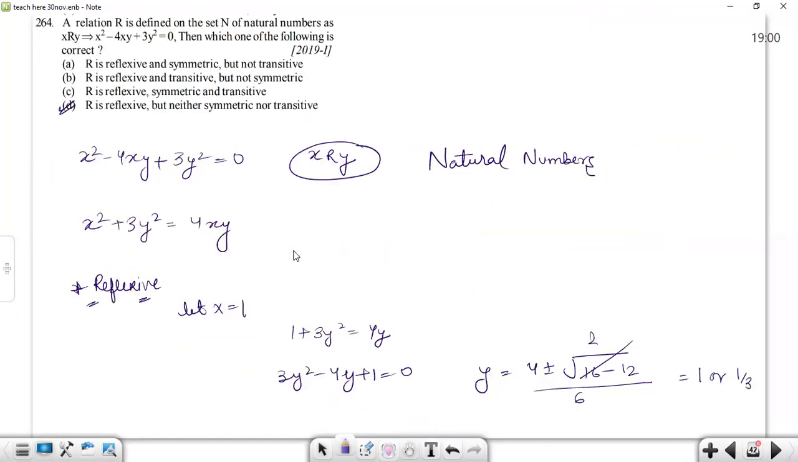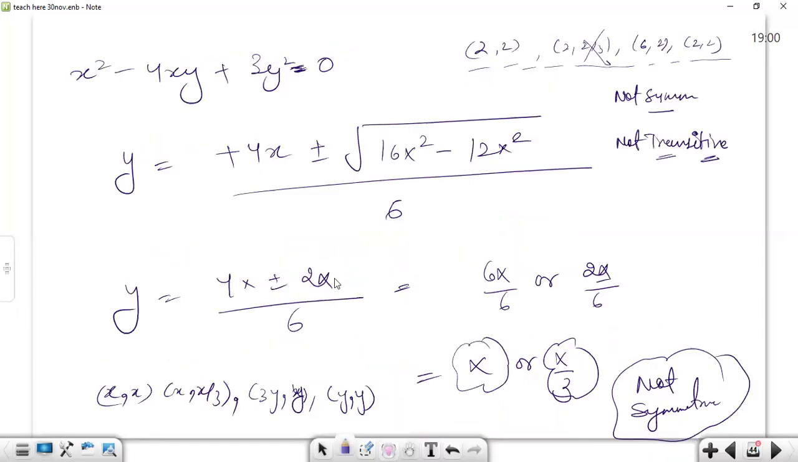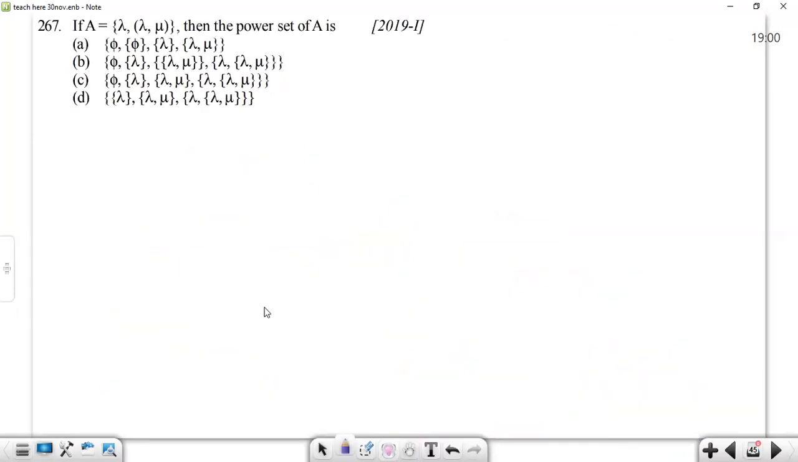So the next question. And this also could be solved using different ways. We can find out the value of x and y in terms of x, and that will be more complex. So I taught you a short method.